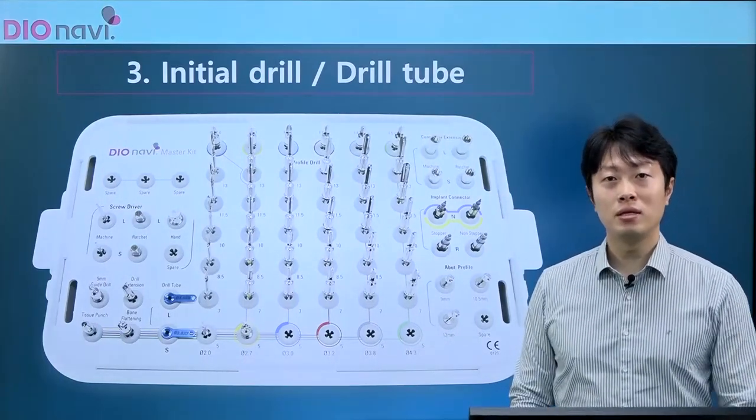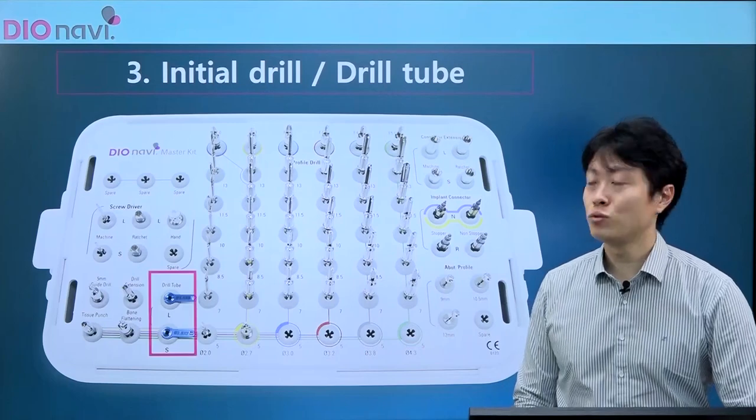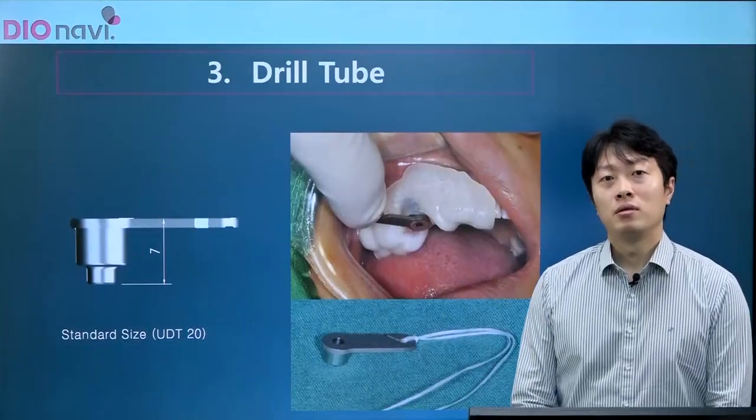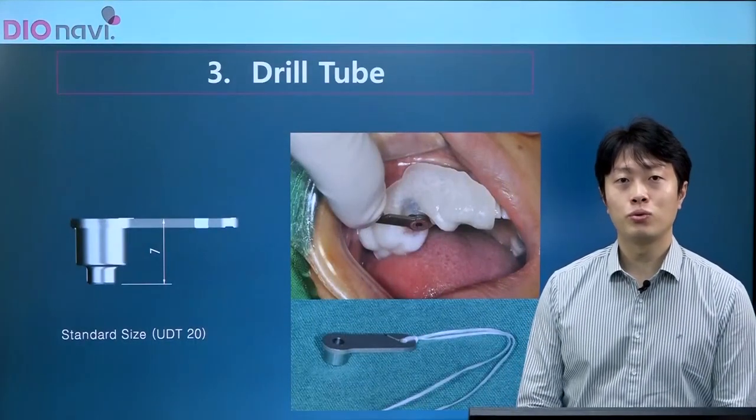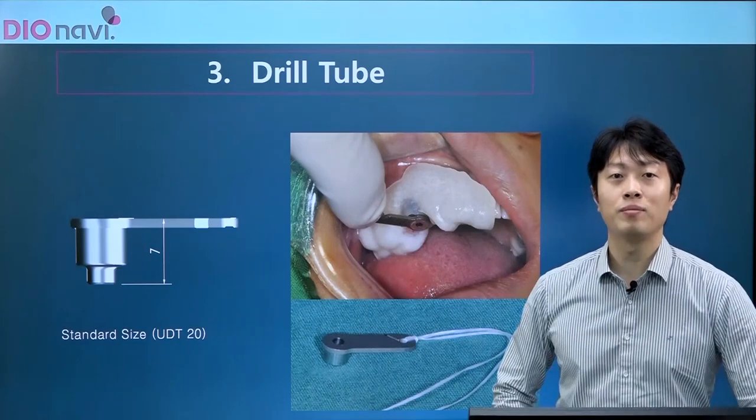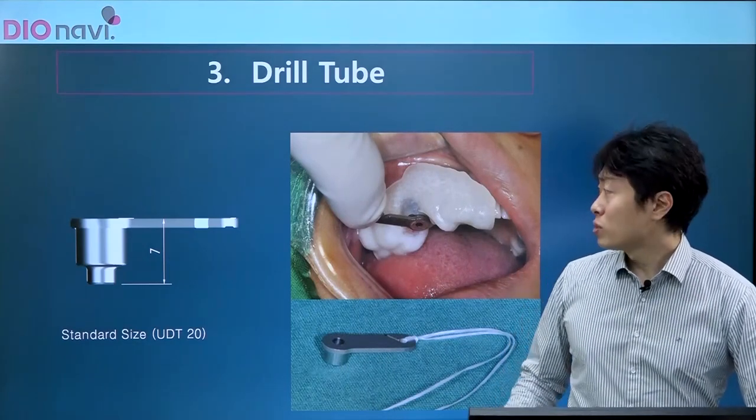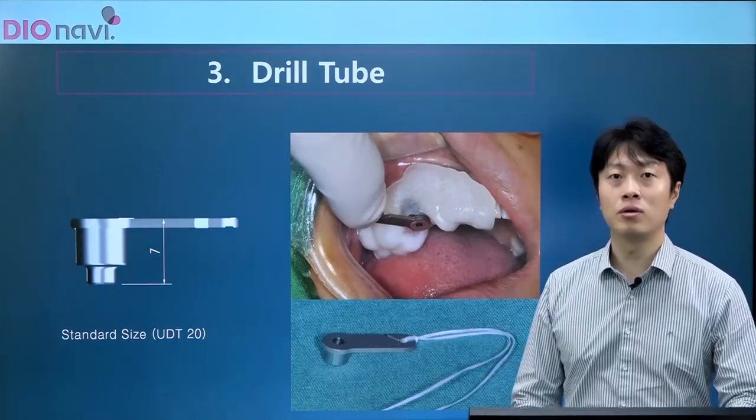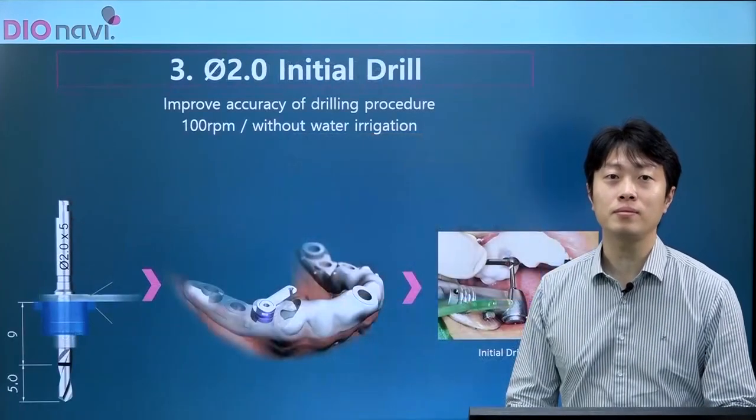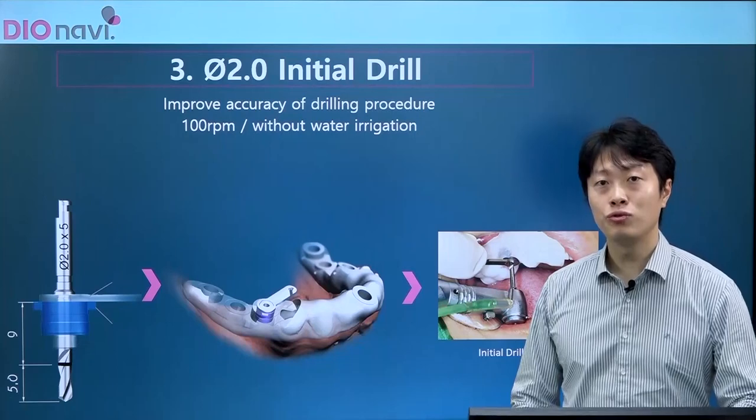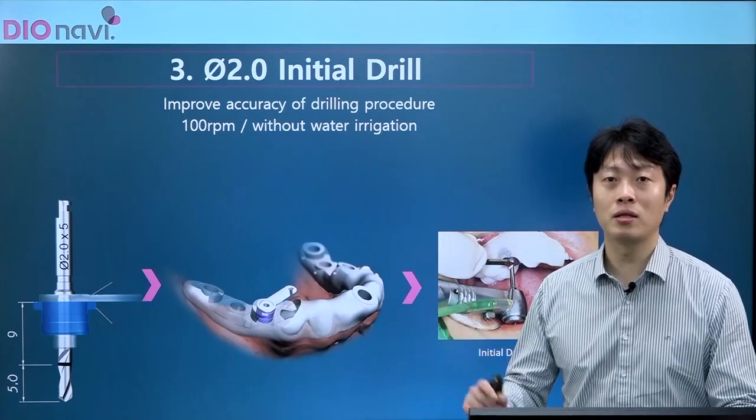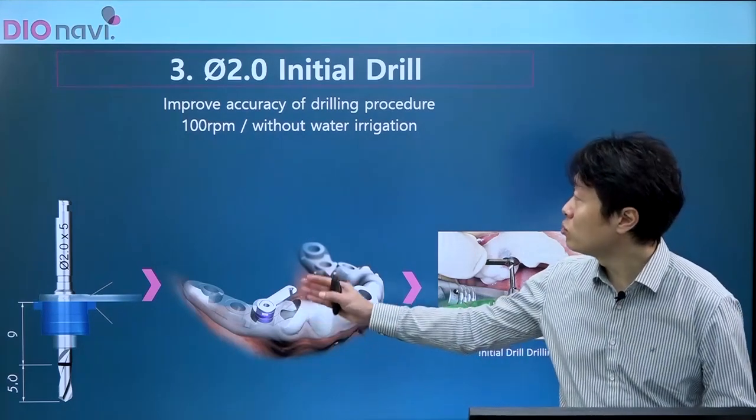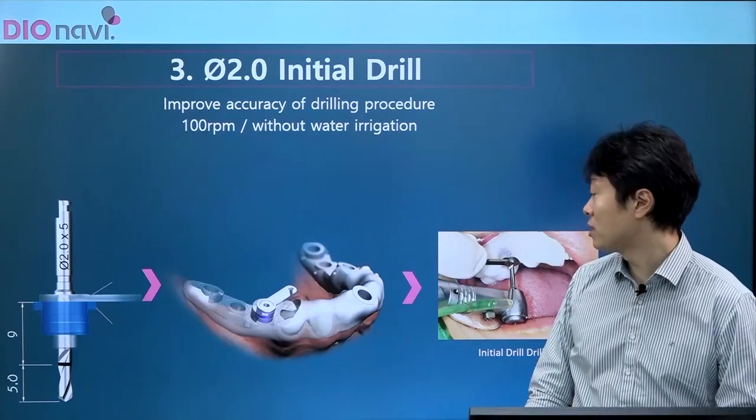The drills to use next are the drill tube and initial drill. The drill tube and initial drill are placed in the lower left part. The drill tube is used with the initial drill to prevent distortion of the direction during initial drilling. Considering that it may fall off during intraoral manipulation, I recommend using dental floss to connect it to the hook. The initial drill creates a path in the accurate angle and direction for future drilling. The initial drill is also used at 100 RPM without irrigation.